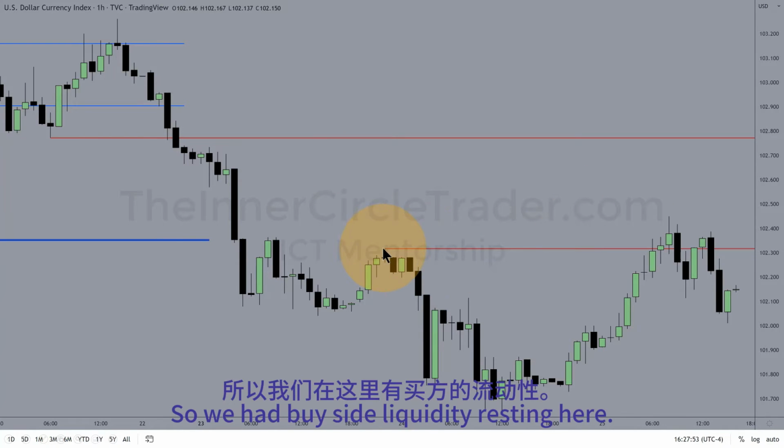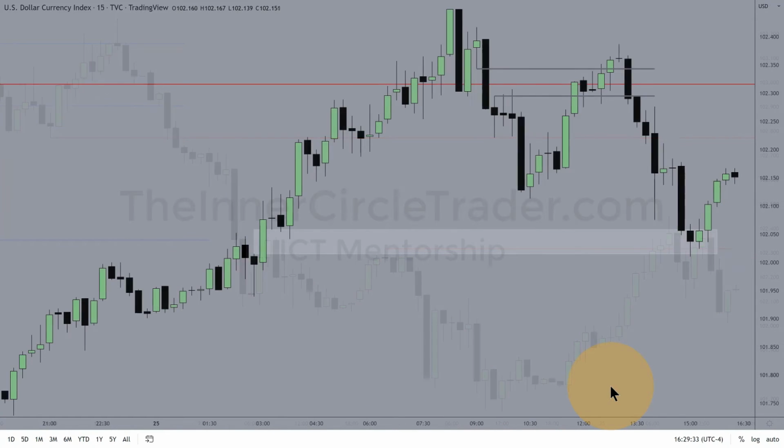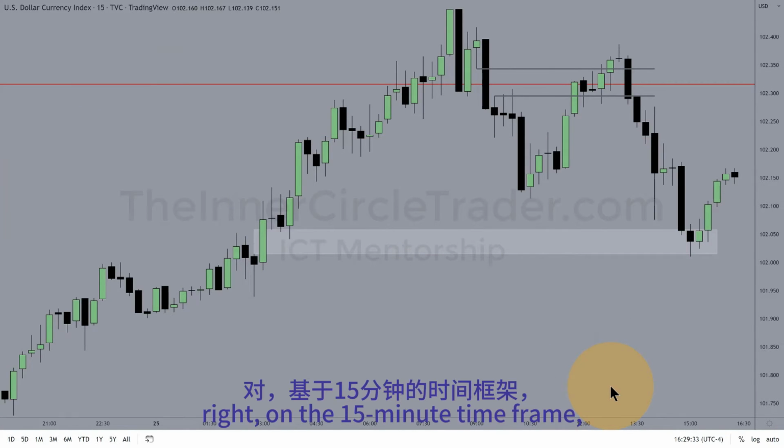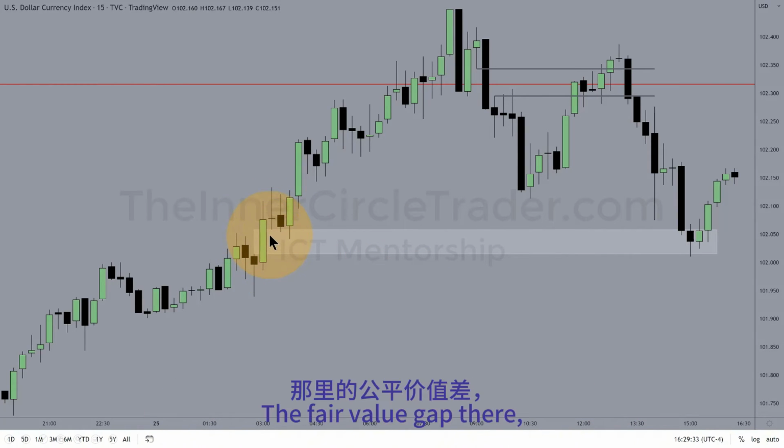So we had buy side liquidity resting here. It swept that, traded lower, failed one more time to go above the high, broke lower, sell side liquidity resting below here. All right, on the 15-minute time frame, you can see we traded down into the imbalance here. So fair value gap there.